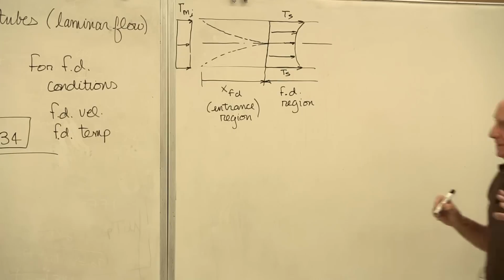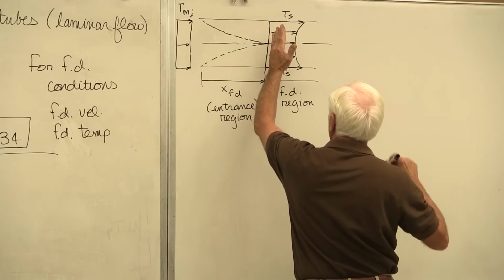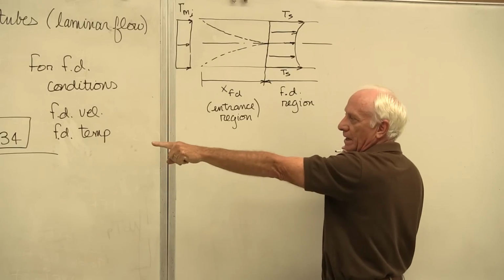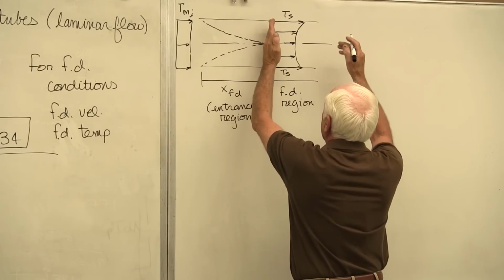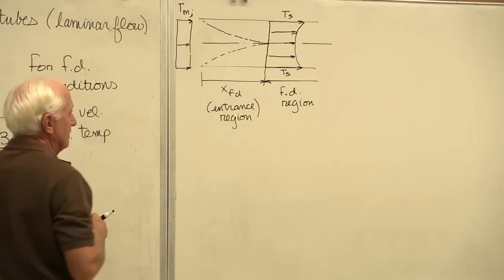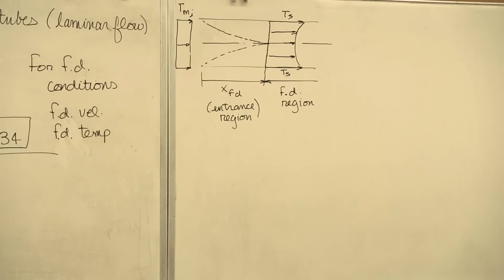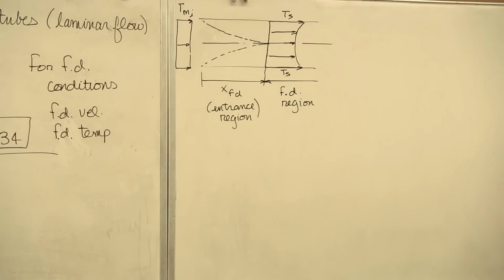Now, as long as we're in the fully developed region, to the right of my hand, you can use those expressions right there. Either one of them. As long as you're to the right of my hand, you can use those, assuming the velocity is also fully developed. Both have to be fully developed. But of course, in many tubes, that's not true. You're not in the fully developed region.